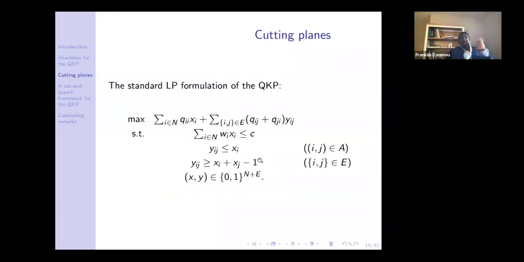So that's it for the heuristic part of the algorithm. Now I will move into the cutting plane phase. So if you want to use cutting planes for the quadratic knapsack problem, of course, the first thing is to find a linear relaxation for which you will be able to use tools that exist, such as the LP solver of Cplex. So first you need to linearize your problem.